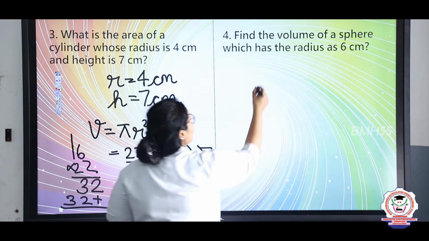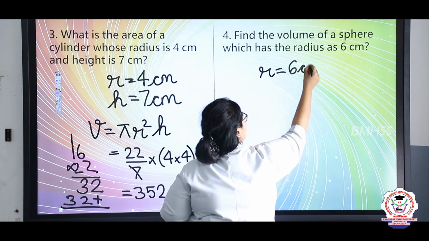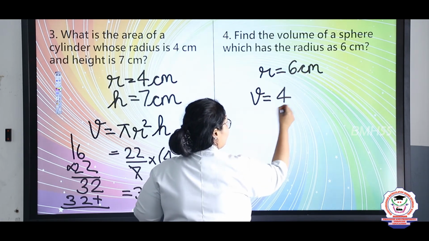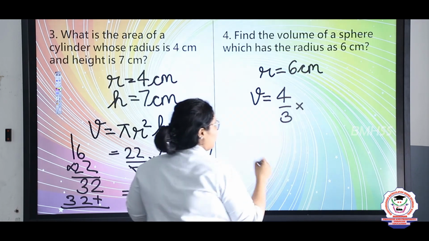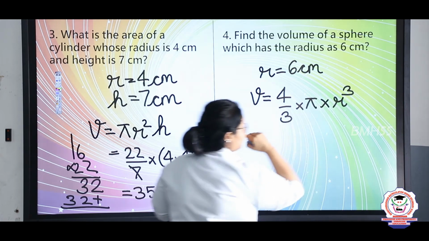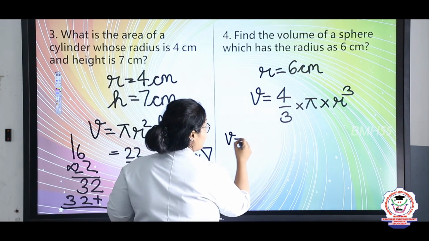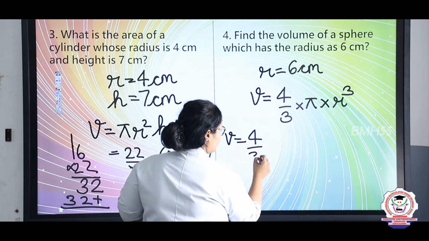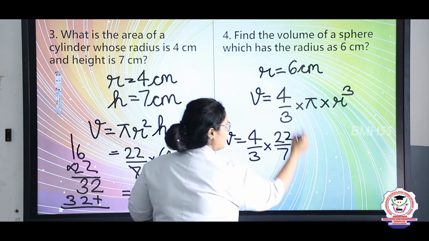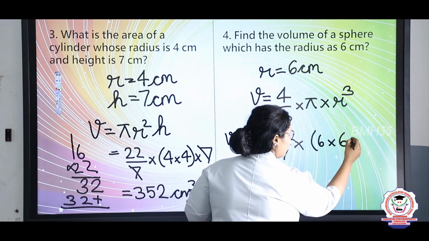So volume of a sphere, here they have given that radius is equal to how much? It is 6 centimeter. Now we need to find the volume. So what is the volume? Volume is 4 by 3 multiplied by pi multiplied by r cube. So r cube here is 6 cube. So here V is equal to 4 by 3 multiplied by pi is what? 22 by 7 multiplied by 6 cube. So 6 multiplied by 6 multiplied by 6.